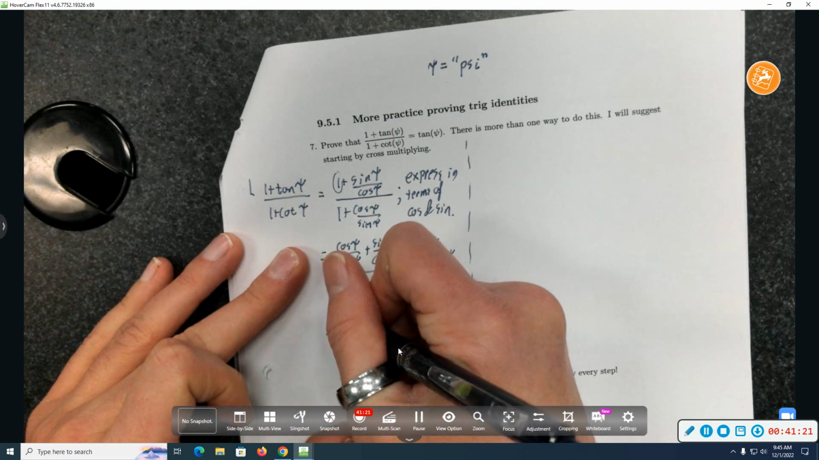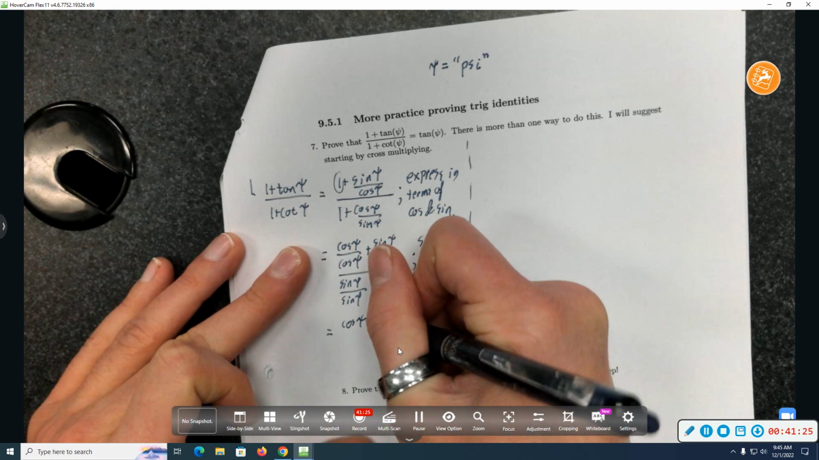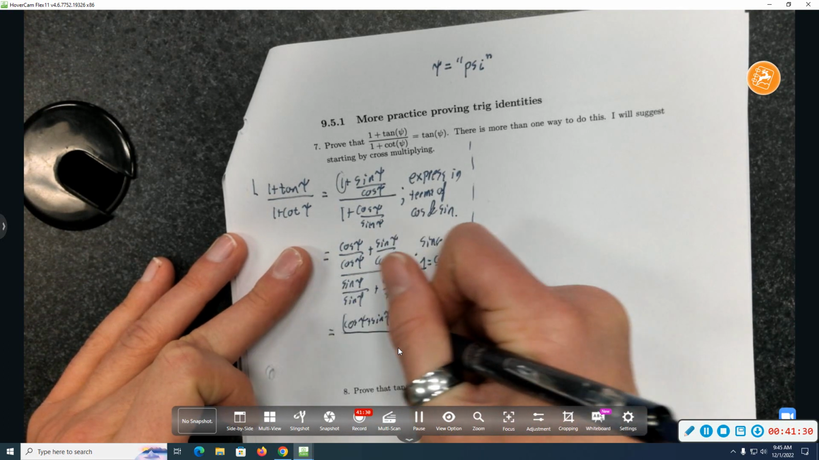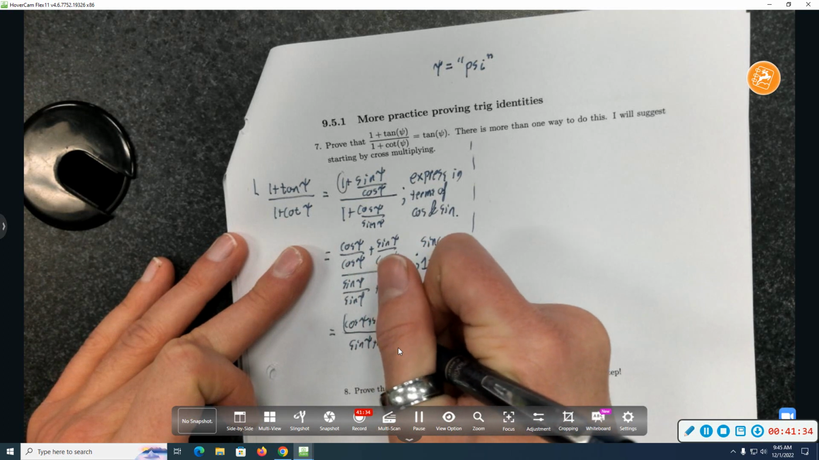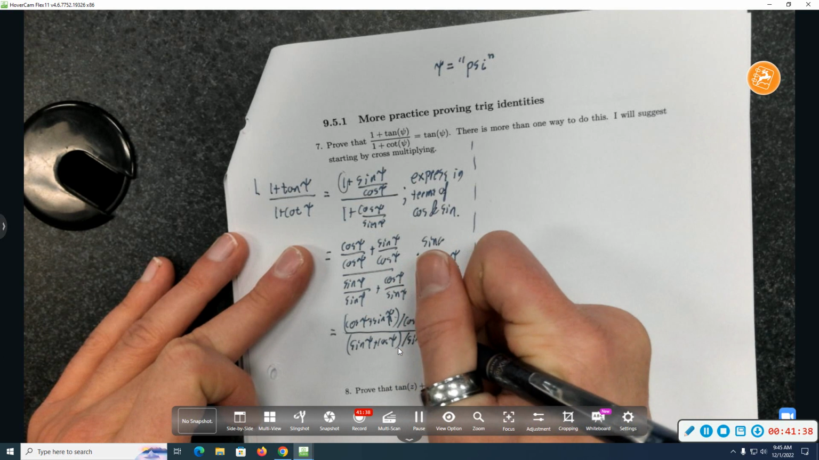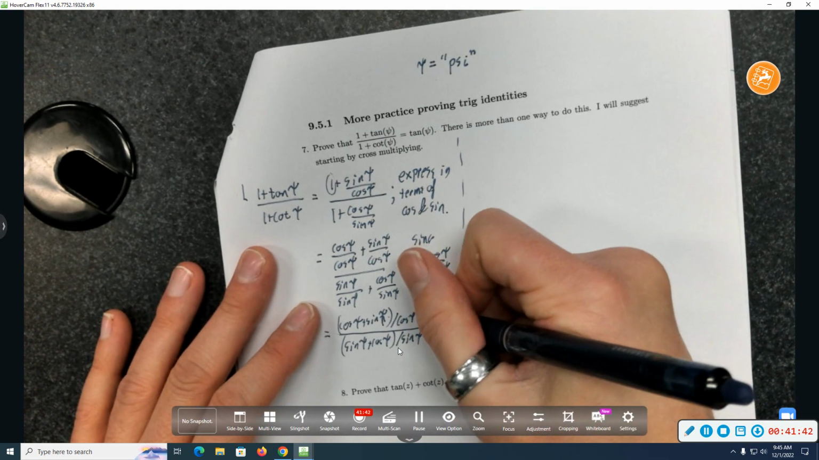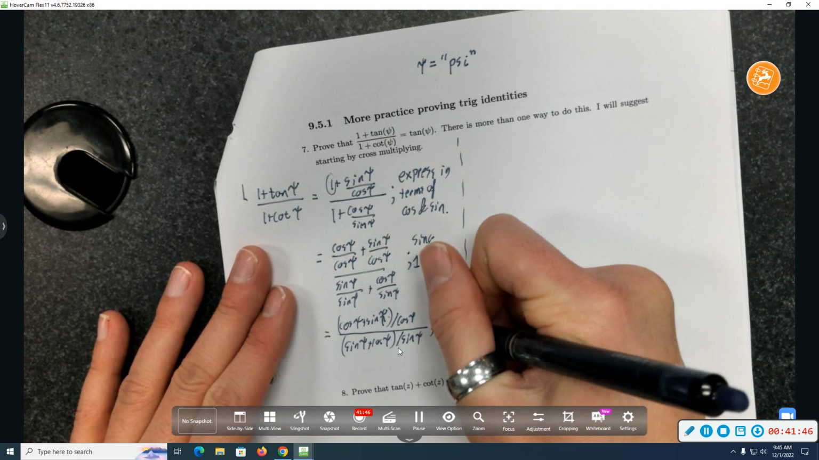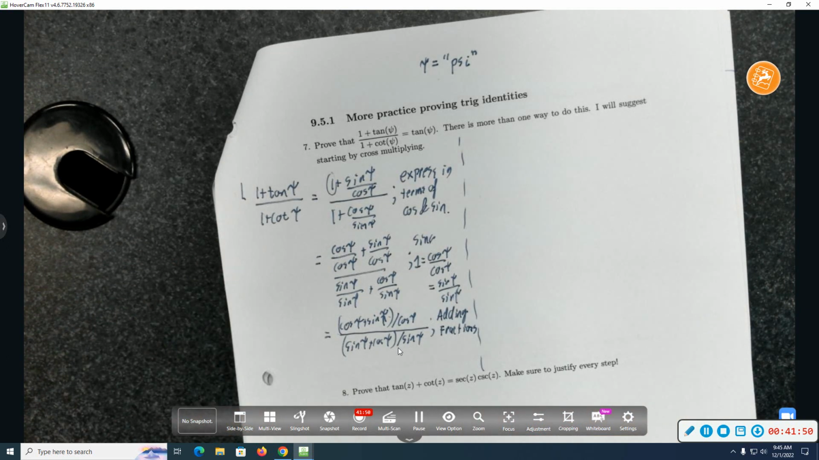So that'll become cosine psi plus sine psi all over cosine psi, all over sine psi plus cosine psi all over sine psi, by adding fractions. All right, what next?